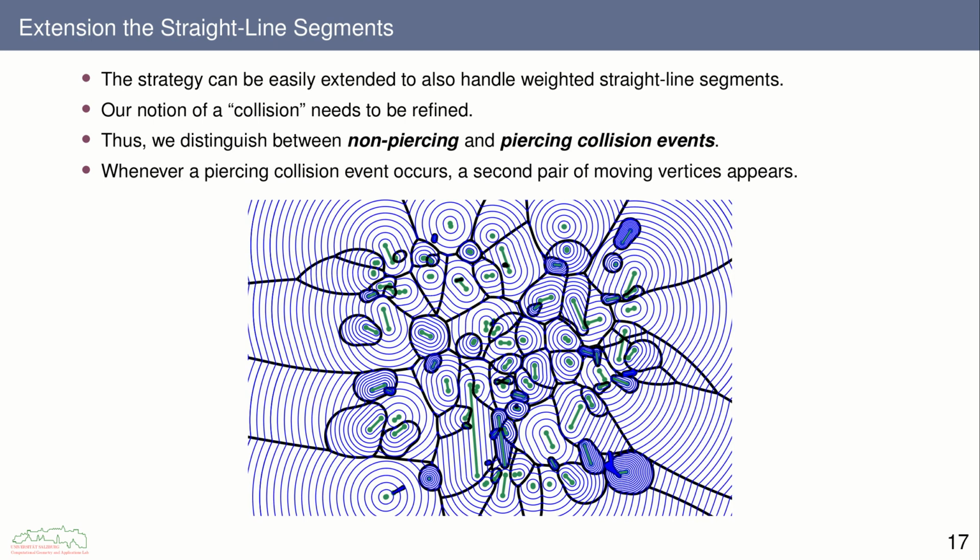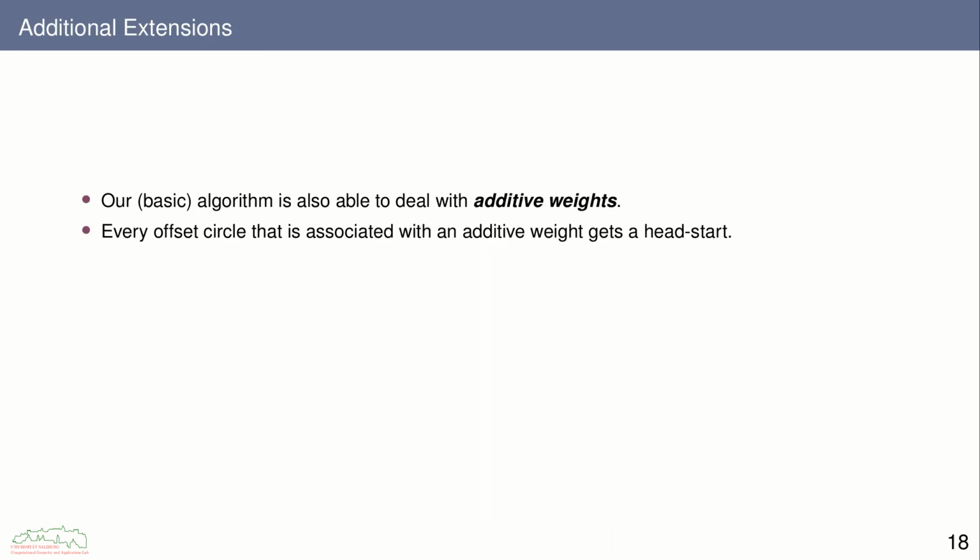Now down here you see an example of a multiplicatively weighted Voronoi diagram of straight line segments, which has also been derived from one of our prototype implementations. Our basic algorithm is also able to deal with additive weights. Every offset circle that is associated with an additive weight basically just gets a head start.